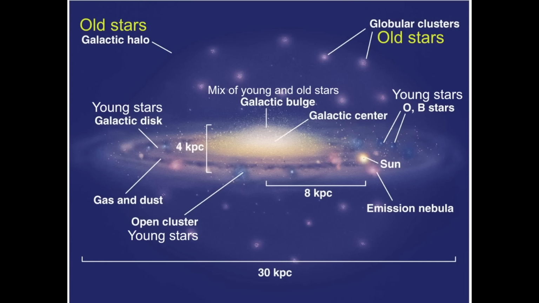And the gas and dust is predominantly in the disk. Open clusters are blue and white types of things, like the Hyades and the Pleiades, and the double cluster in Perseus. That's what's found in the disk. The globular clusters such as M3 and M13 are found in the halo.